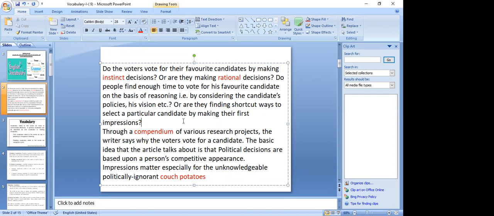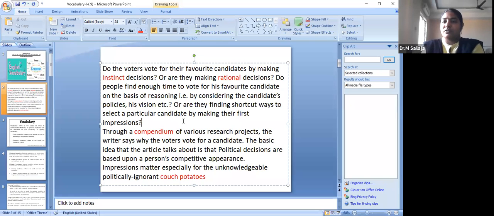The basic idea that the article talks about is that political decisions are based upon a person's competitive appearance. Impressions matter, especially for the unknowledgeable, politically ignorant couch potatoes. Right. Thank you, Akash.